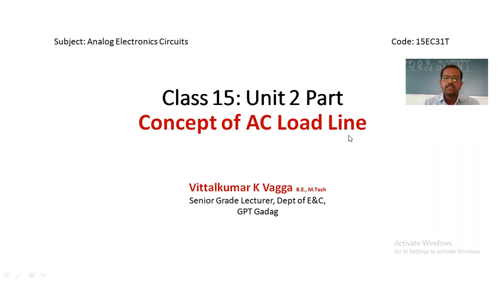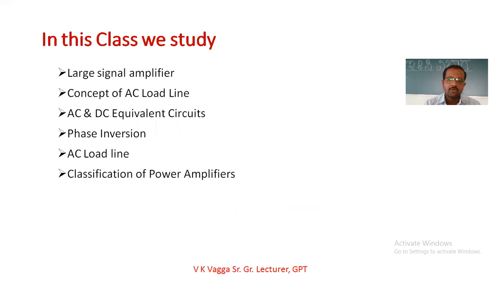Okay, the concept of the DC load line has already been studied. If a line is drawn between its two endpoints, VCC comma 0, and the other point, 0 comma VCC divided by RC plus RE, then the line acts as the DC load line. In the same way, we are going to see the concept of the AC load line.